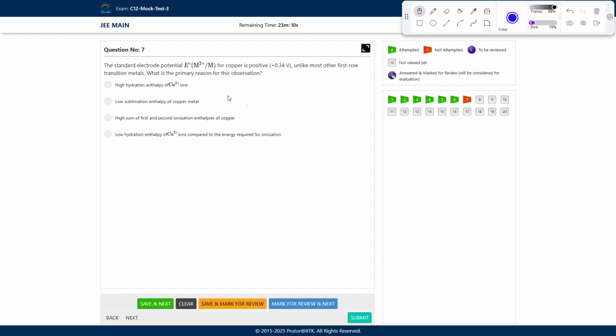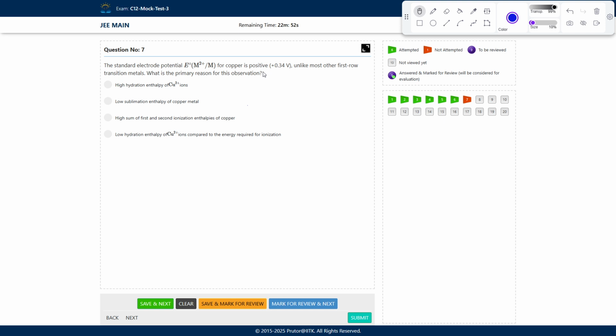So if you remember, we have studied this, that if you observe the E naught value, the standard electrode potential value of the first row transition metals, they are all in the negative sign, whether increasing or decreasing, but they are all in the negative sign. Okay.